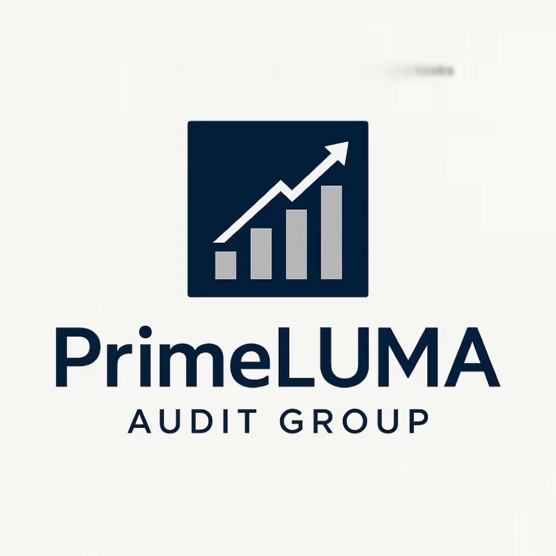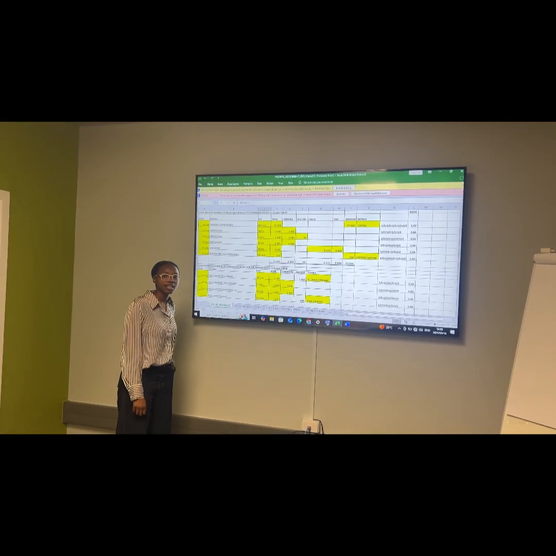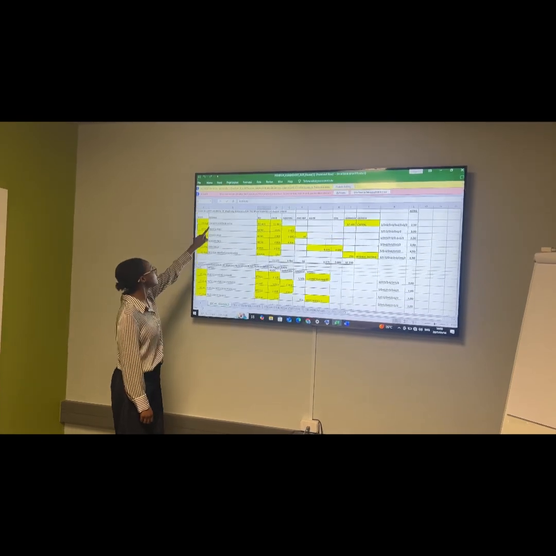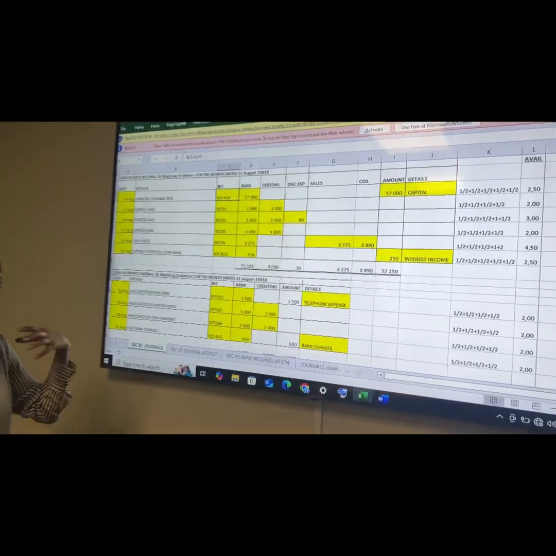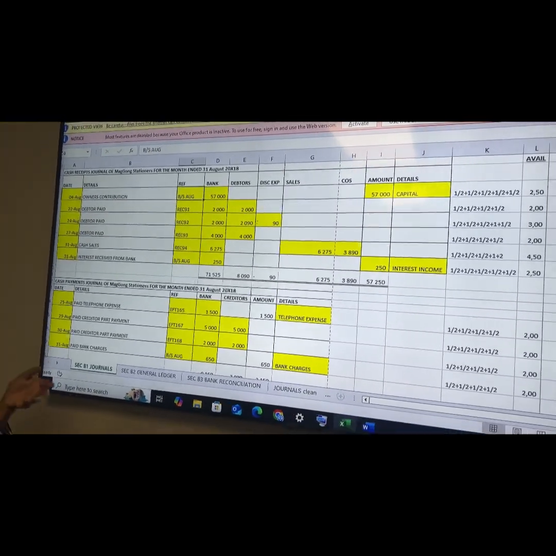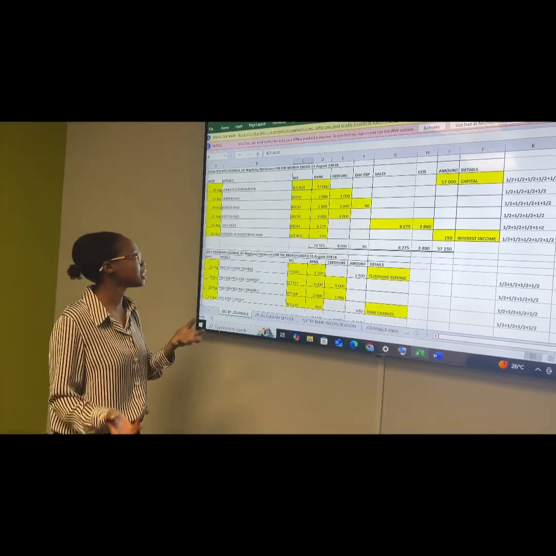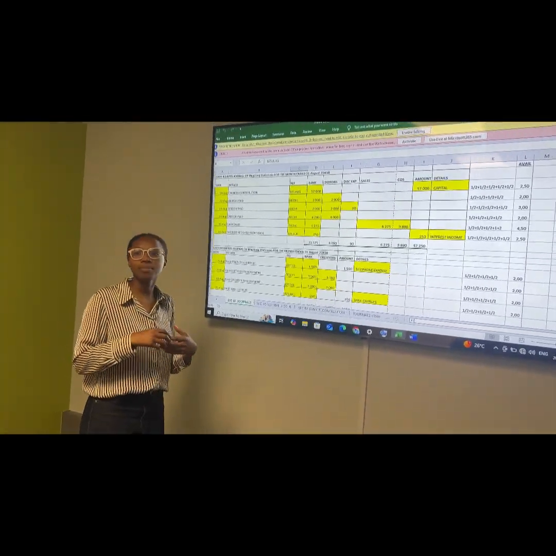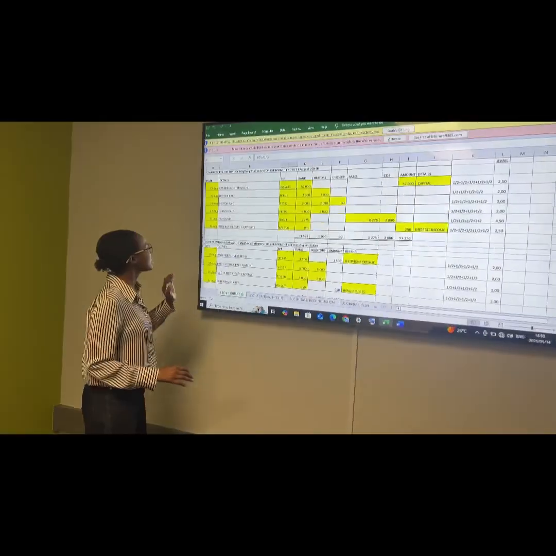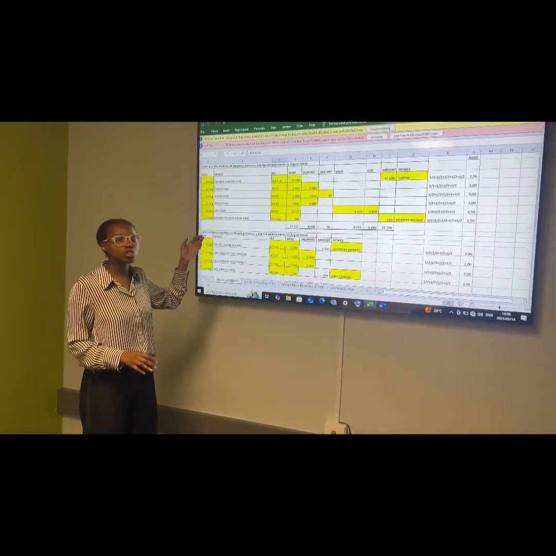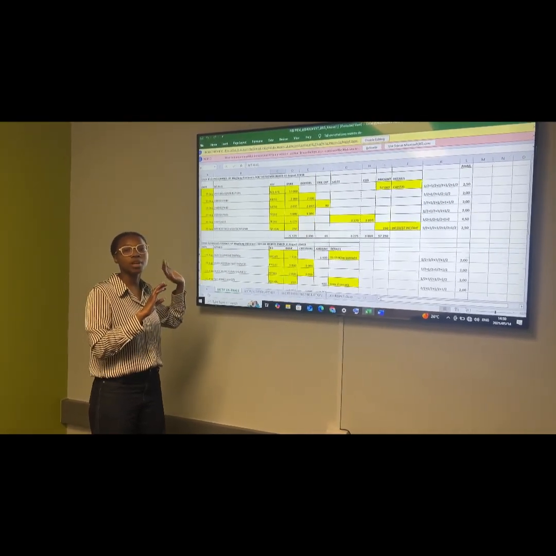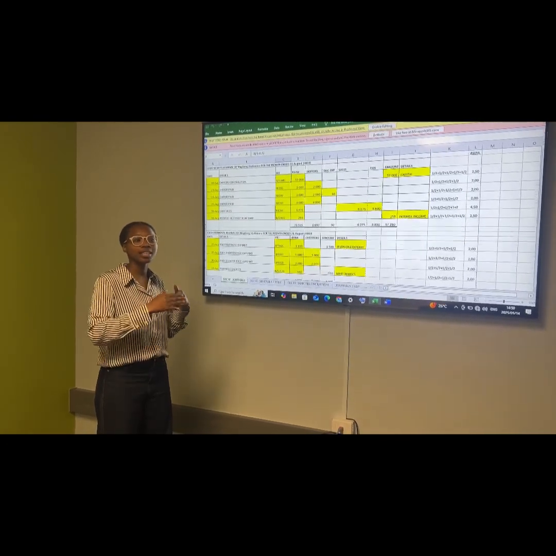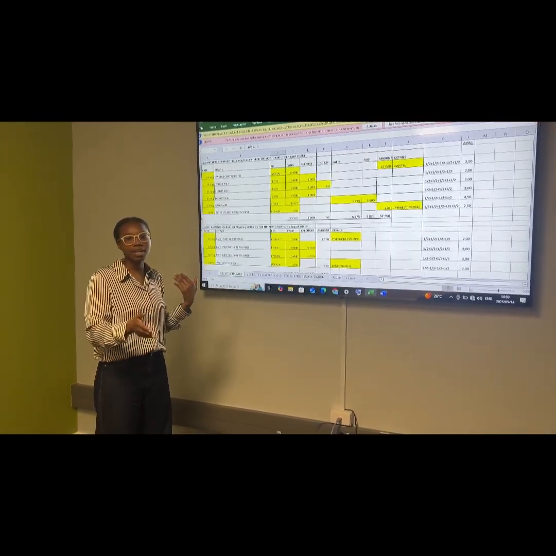We can begin. Prime Luma's accountants explaining Gong's books. As agreed in our initial meeting, I will be taking you through the cash receipts journal and also the cash payments journal. The cash receipts journal records every transaction we have received from our customers, and the cash payments journal records everything that Gong has paid to either their clients or their suppliers, right?